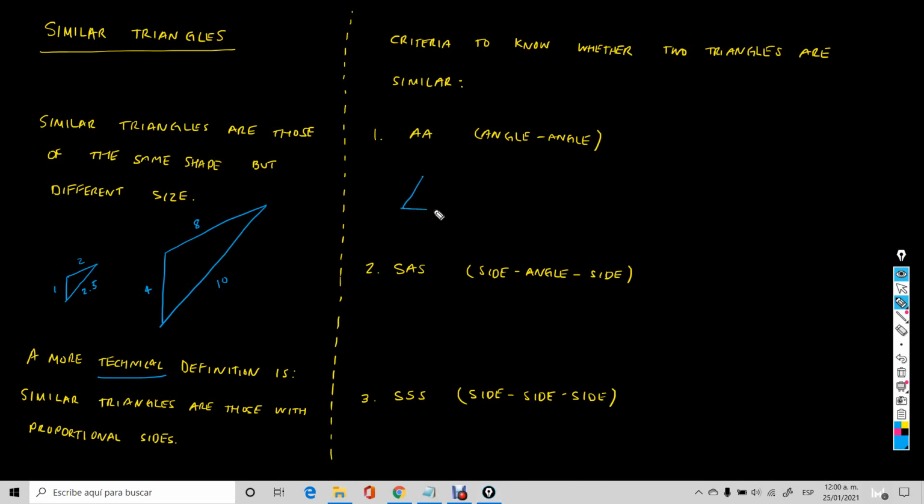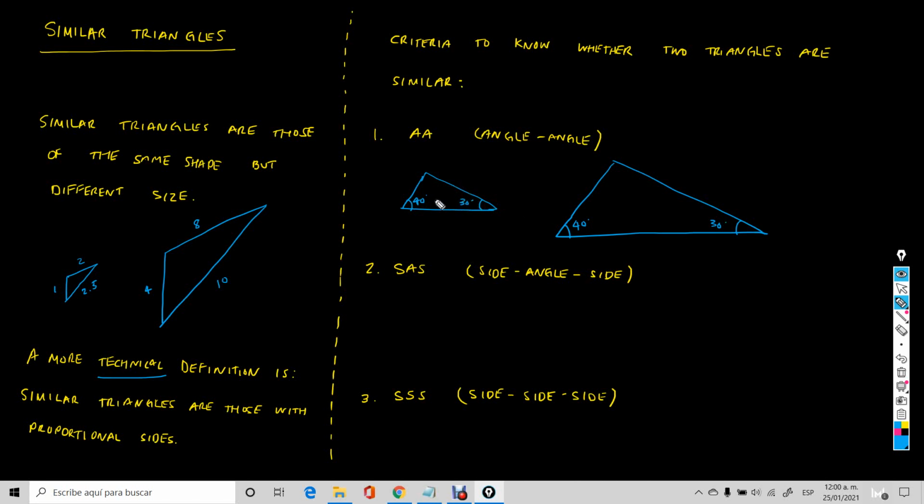If you have two triangles, I'm going to draw them. And if you happen to know that two of their corresponding angles are equal, for example, let's suppose that this angle is 40 and this angle is, let's say, 30, and if this other triangle happens to have the same angles, so both triangles have two equal angles. That's why this criteria is called angle angle. Therefore, these two triangles are similar.